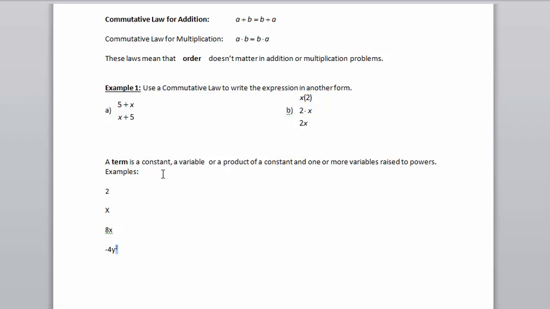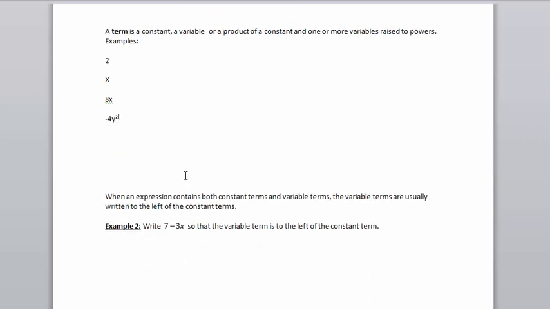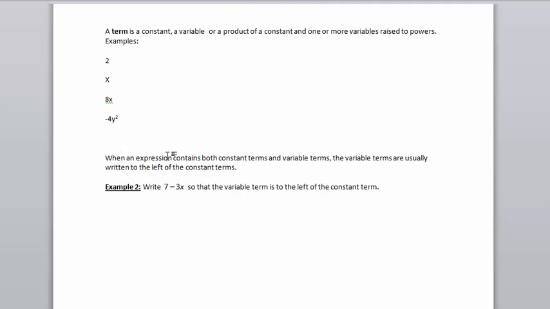Terms do not have addition and subtraction in them. Addition and subtraction are symbols that will separate two terms from each other. Okay, so when an expression contains both constant and variable terms, the variable terms are usually written to the left of the constant terms. So the expression 7 minus 3x can be rewritten.